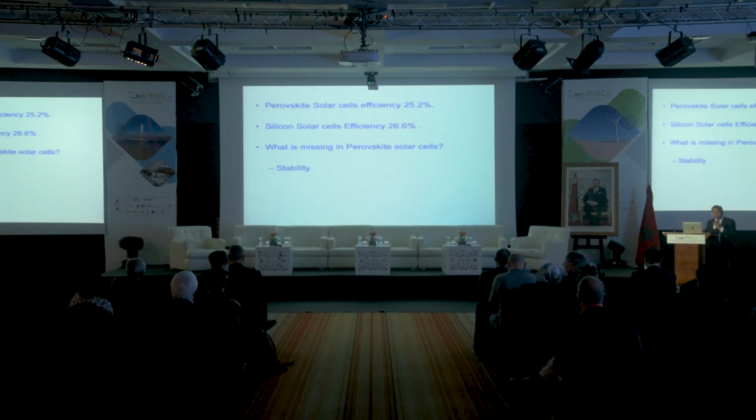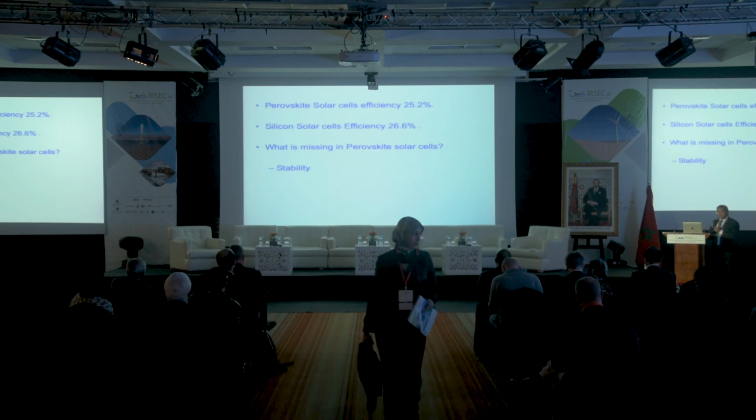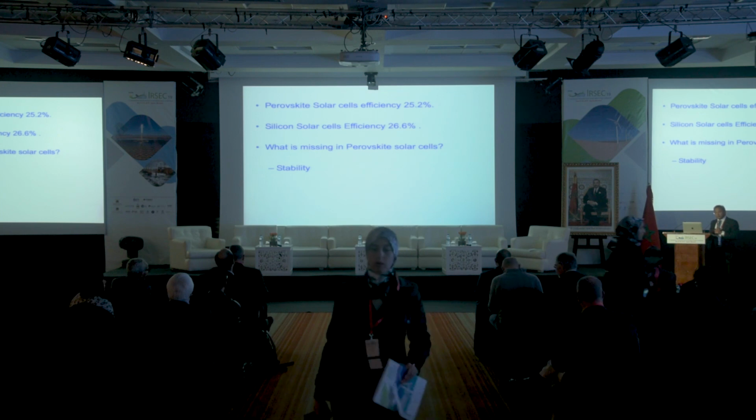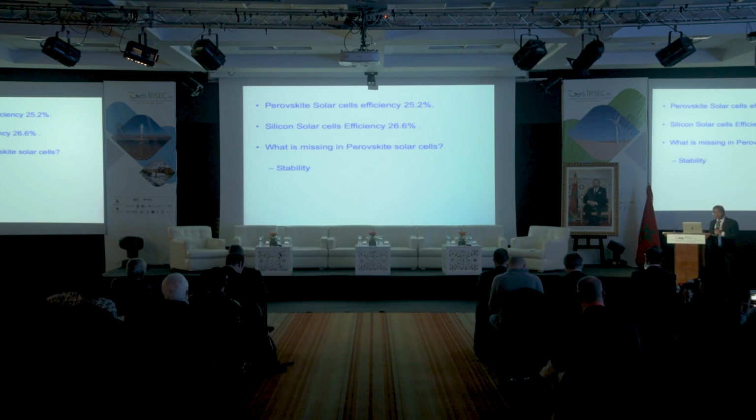Now I come back to the topic. If you look at today's status, perovskite solar cell efficiency has increased from 3.8% in 2009, and today we are at 25.2% efficiency. How does it compare with the existing technology, that's silicon solar cells? That's 26.6% efficiency. Silicon solar cells have an extremely stable performance over 25 years, but the problem with perovskite solar cells is that stability is missing.